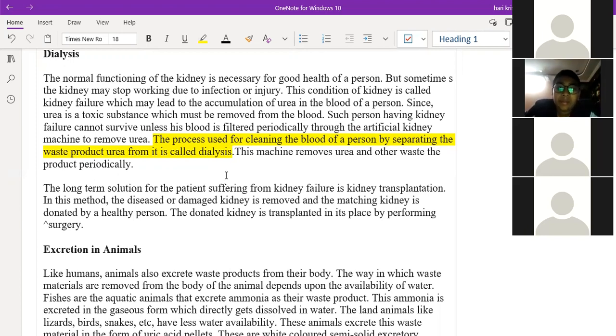Okay. Whether dialysis is an external purification of the blood or an internal purification of the blood? Internal. What about the others? Sir, it removes waste from our blood also, sir. Okay.